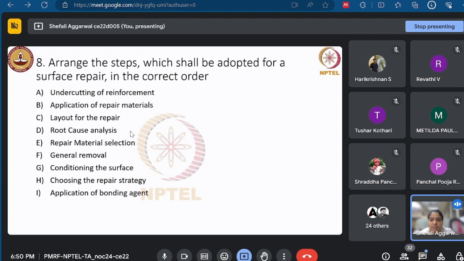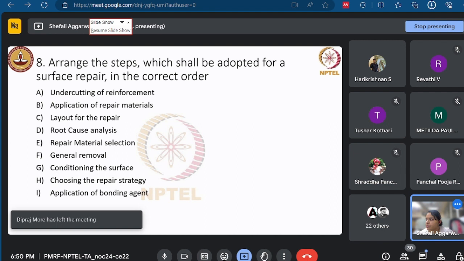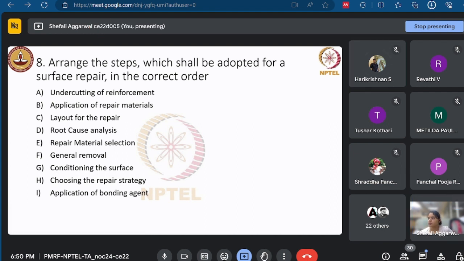Do you have doubt in any step, or are you not getting what exactly it is? We can proceed, ma'am. Okay. So these are the steps as we have seen. I hope it's clear to you all. We will go to the next question.